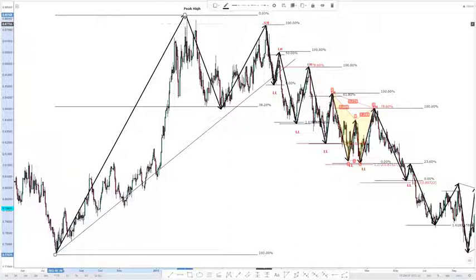Everything's a flow. It's an ebb and a flow. The reason I can mark it up like this is just I'm going with the flow. That's why my Fibonacci's line up perfectly. The numbers are all lining up because I'm flowing with the market.